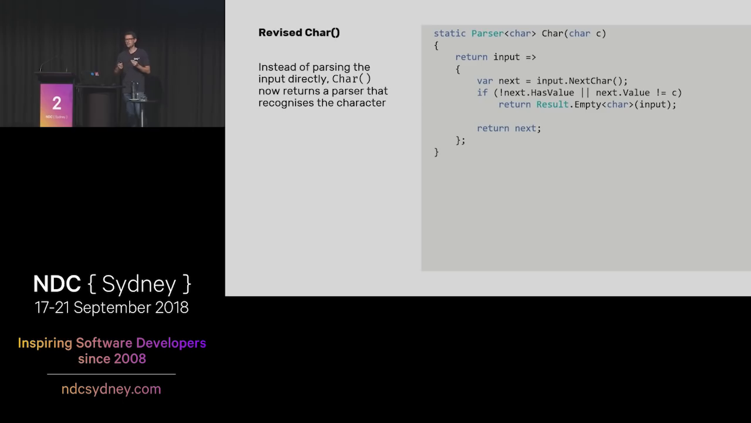But to fit that model, of course, we then have to go back and revise things like char. And char now, in this version of the code, is a function that doesn't actually do the parsing, but will take the character and then close over that and give us a new parser that will match that character.